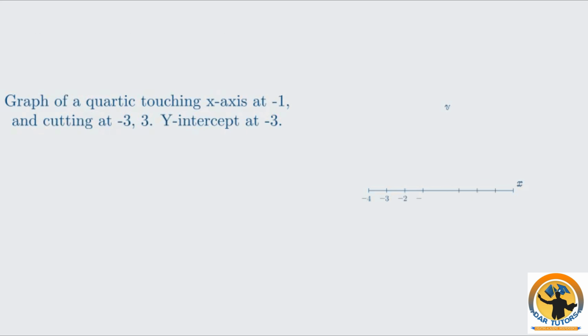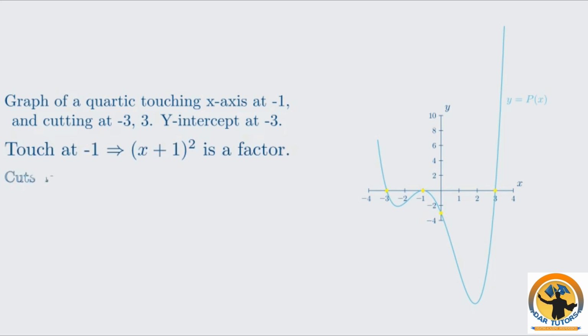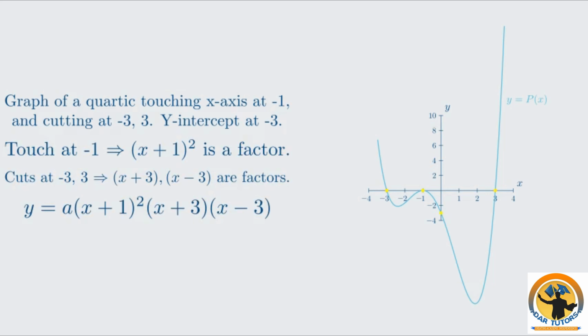Consider this graph. It touches the x-axis at -1 and cuts the x-axis at -3 and 3. It also passes through the y-intercept at -3. The fact that the graph touches the x-axis at -1 tells us that x plus 1 is a repeated factor, specifically squared. The cuts at -3 and 3 give us the factors x plus 3 and x minus 3.